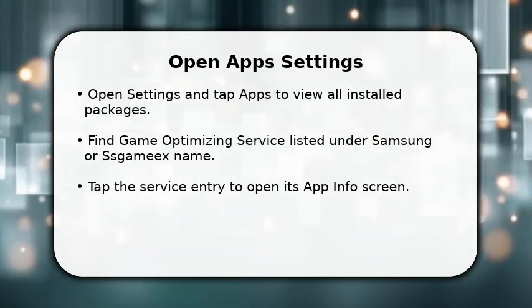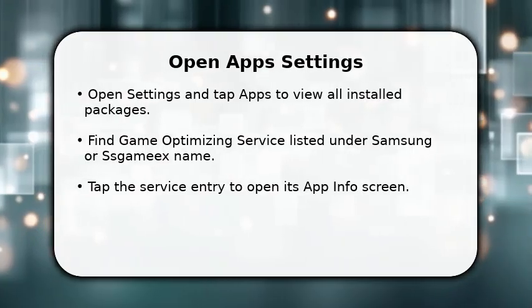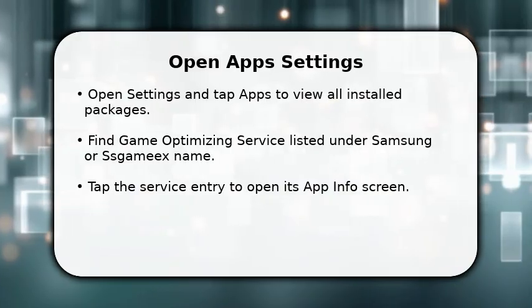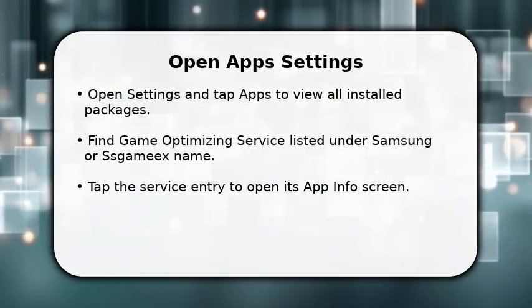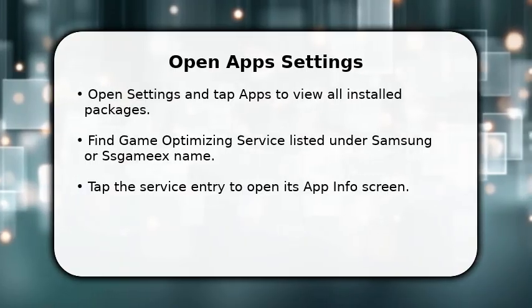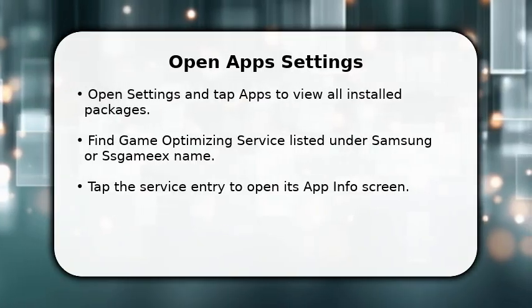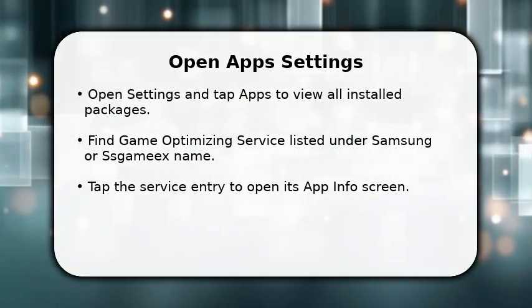Open Settings and tap Apps to view all installed packages on your phone. Scroll or use the search field to locate Game Optimizing Service or the SSGamix package name. Tap the service entry to open its app info screen and review permissions, storage, and battery details before taking action.